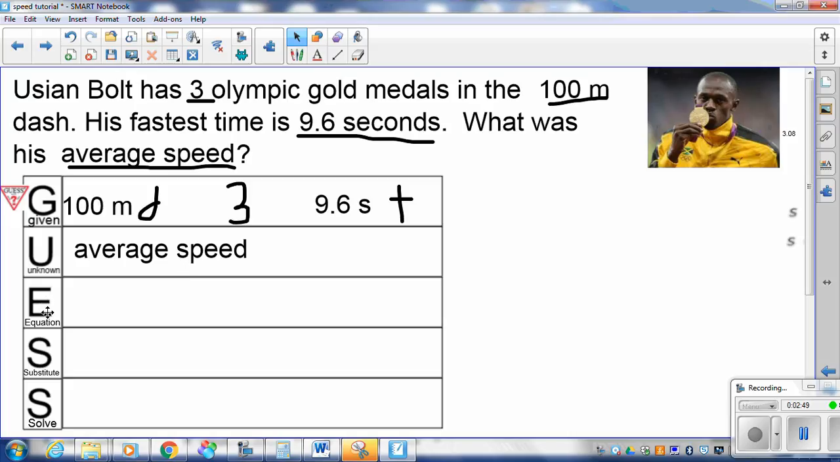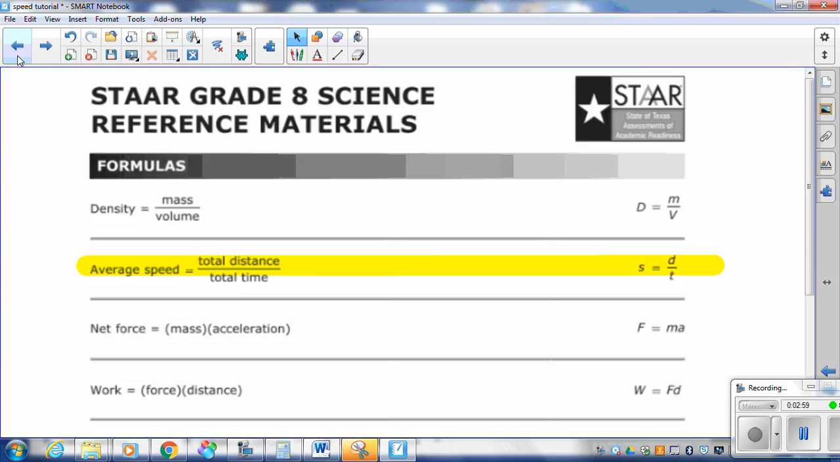Then E is for equation or the formula. The equation for speed is speed equals distance divided by time. Now remember, if you don't remember that formula, you better look at this formula sheet and get it.